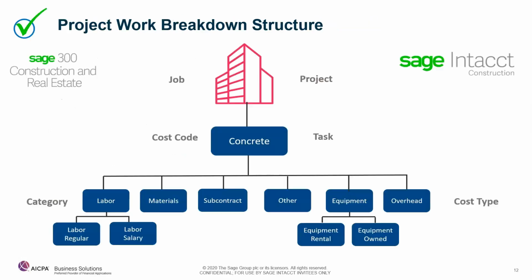Now, what does that work breakdown structure look like in Sage? Well, it's very familiar because it's very similar to the Sage 300 current structure. We start at the top with a project, and then underneath that, we have a cost code, or what we call a task, like concrete, and then beneath that, you can code to a category or a cost type. This is where we can begin to break out the cost into even further detail. Intacct even allows us to go to another level because of the parent-child relationship we can set up with any of the work breakdown structure phases along the way and break out something like, say, labor between labor and maybe even burden.